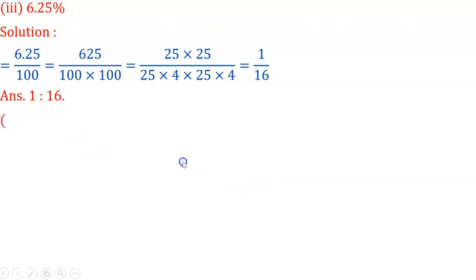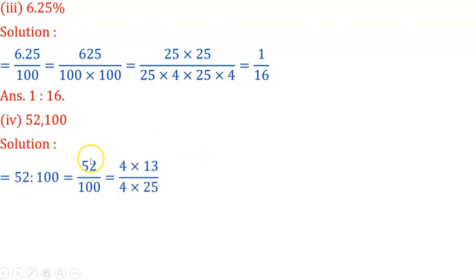Next, 52 percent. Therefore, the required ratio is 52 upon 100 is equal to 4 into 13 upon 4 into 25. 52 means what? 4 into 13. 100 means what? 4 into 25. Here 4 gets cancelled and you will get the ratio 13 as to 25.